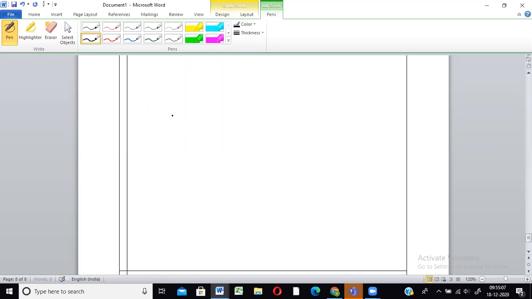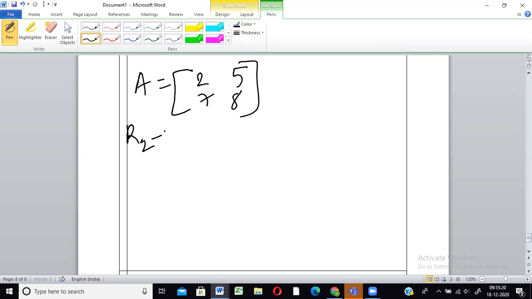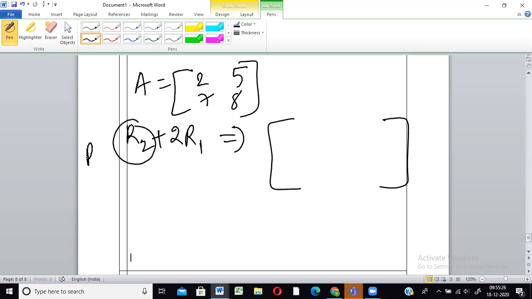Yes. So we were doing that same example. A is nothing but 2, 7, 5, 8. Suppose we were doing the third property, right? If you have to find something like R2 plus 2 times R1, the first one that is written is the one that always changes. R2 is changing to R2 plus 2 times R1. There is no change in R1. R1 will be written as it is.